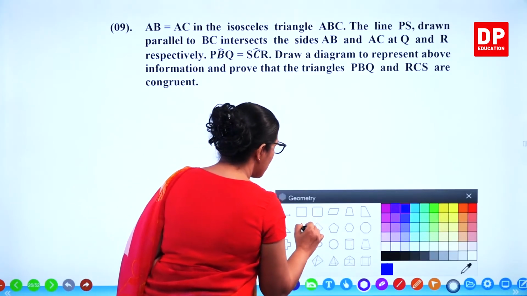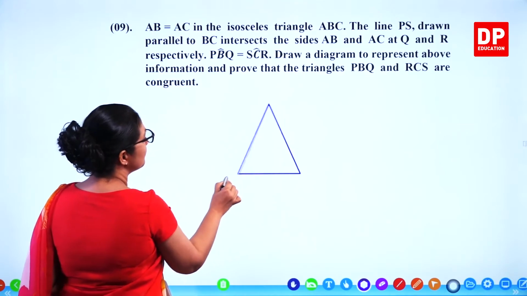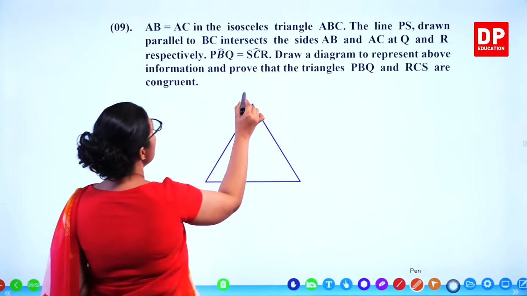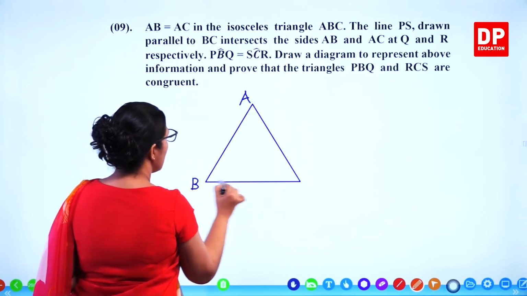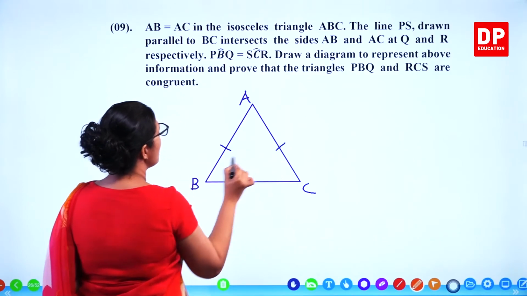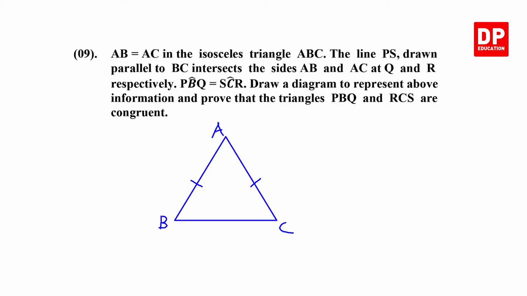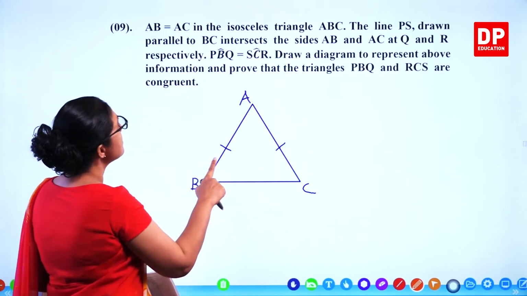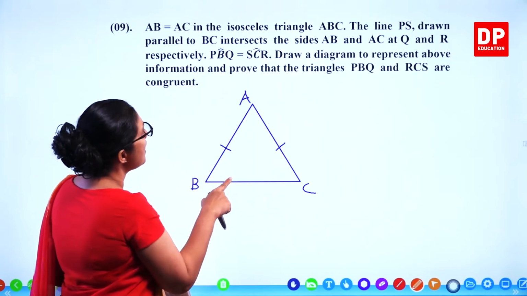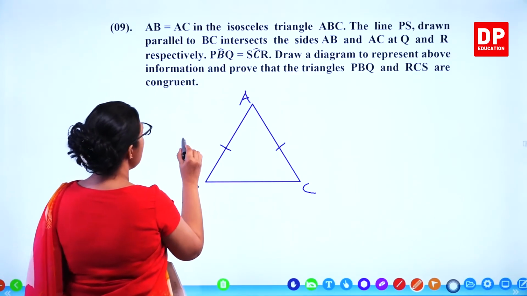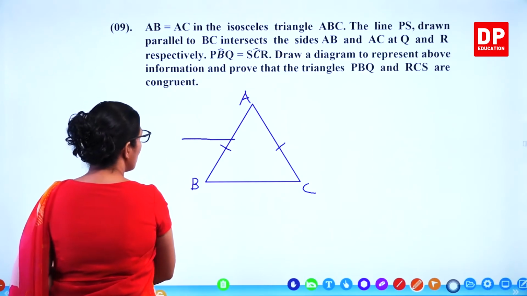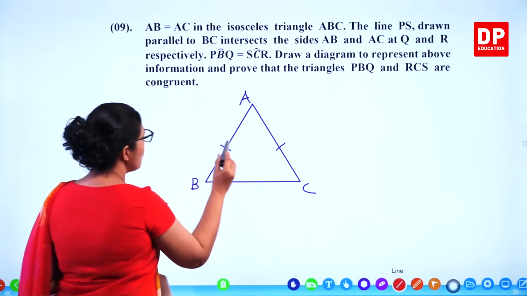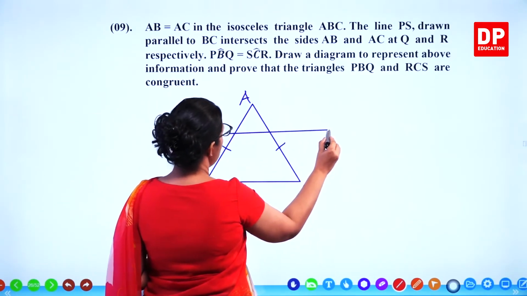First we'll draw an isosceles triangle. AB, AC. These two lengths are equal, AB and AC. Now it says the line PS drawn parallel to BC intersects the sides AB and AC at Q and R. So we'll draw any line parallel to BC.